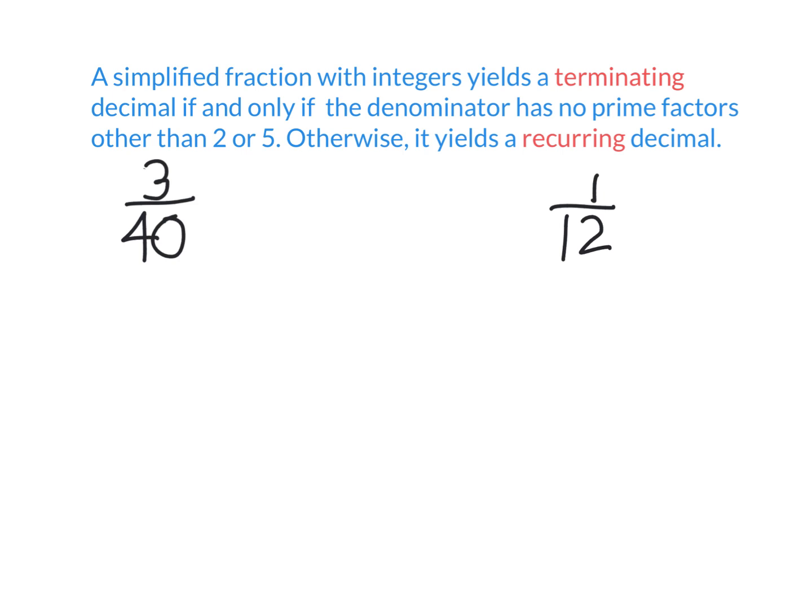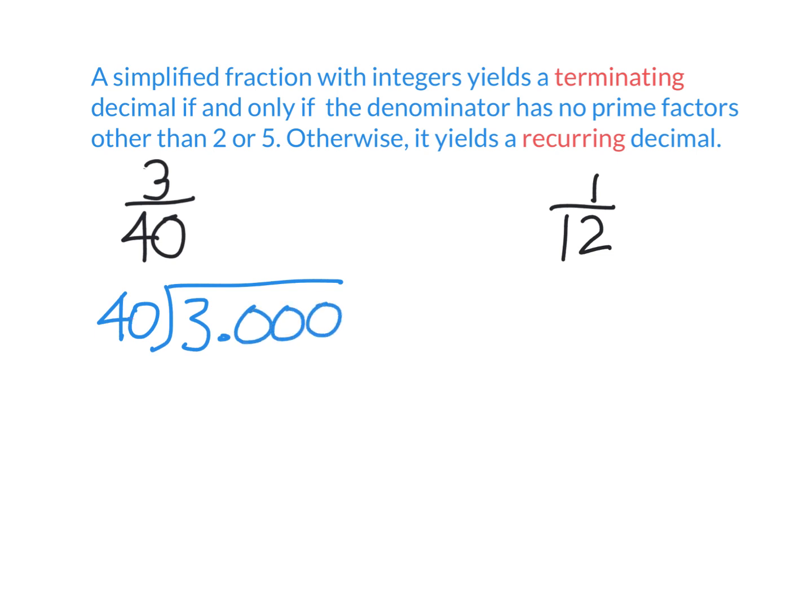But even if you can't tell whether it's going to be terminating or recurring, we can figure that out when we actually convert to a decimal. So the way that we can convert a fraction to a decimal is using short division. So for 3 over 40, we're actually saying how many times does 40 go into 3? So what we'll do is we'll add the decimal point and a few zeros. It doesn't matter if you write the wrong number of zeros.